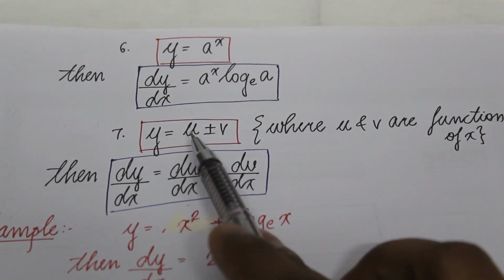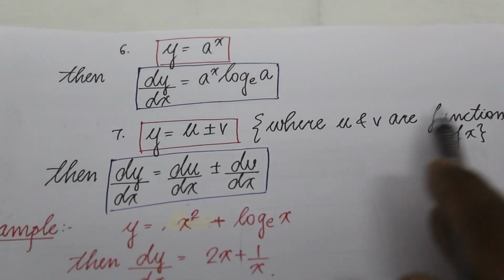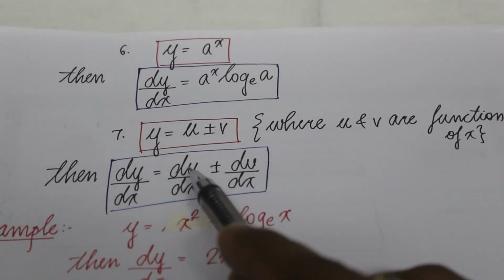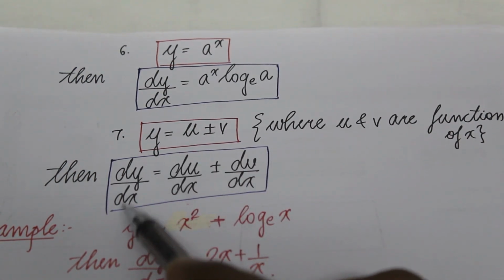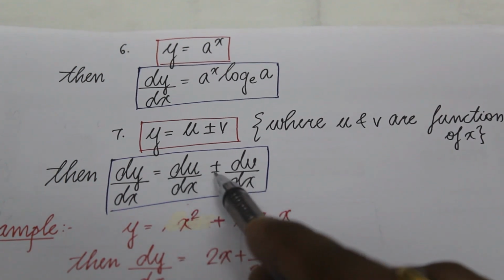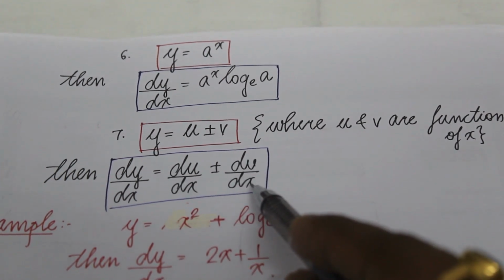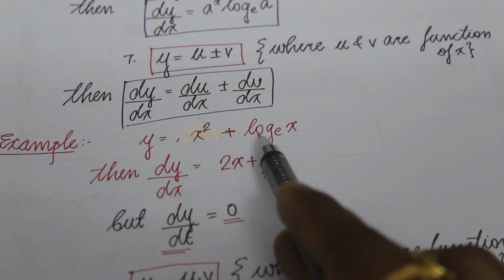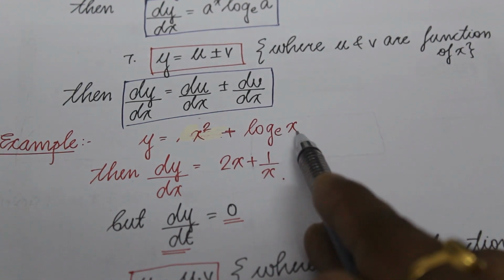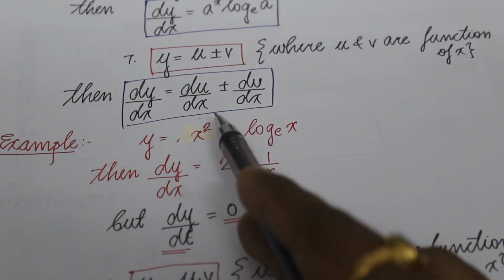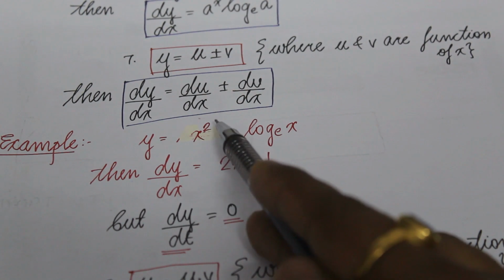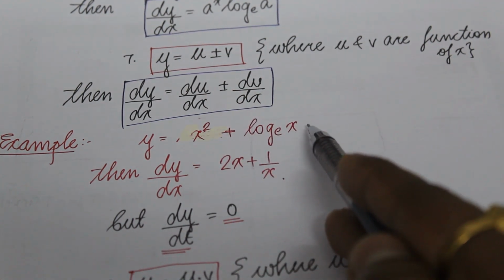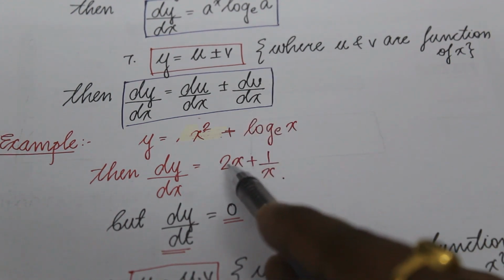Next, y is equal to u plus minus v, where u and v are functions of x. Then you will differentiate them separately. Then dy by dx will be equal to du by dx plus minus dv by dx. Let's take an example. For example, y is given by x square plus log to the base e of x. Then you have to find dy by dx. Here x square can be considered as u. Log to the base e of x can be considered as v. You need to differentiate them separately.